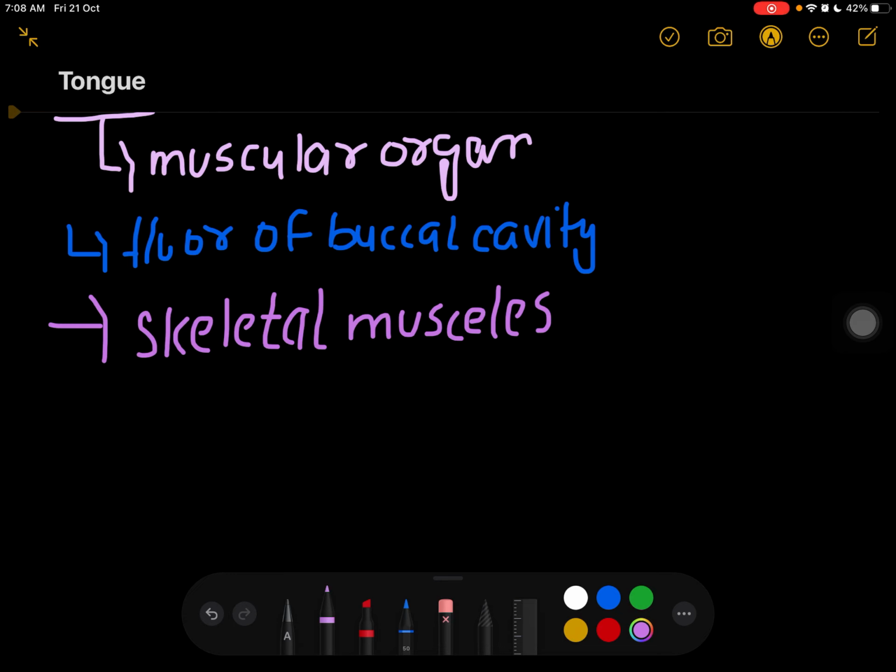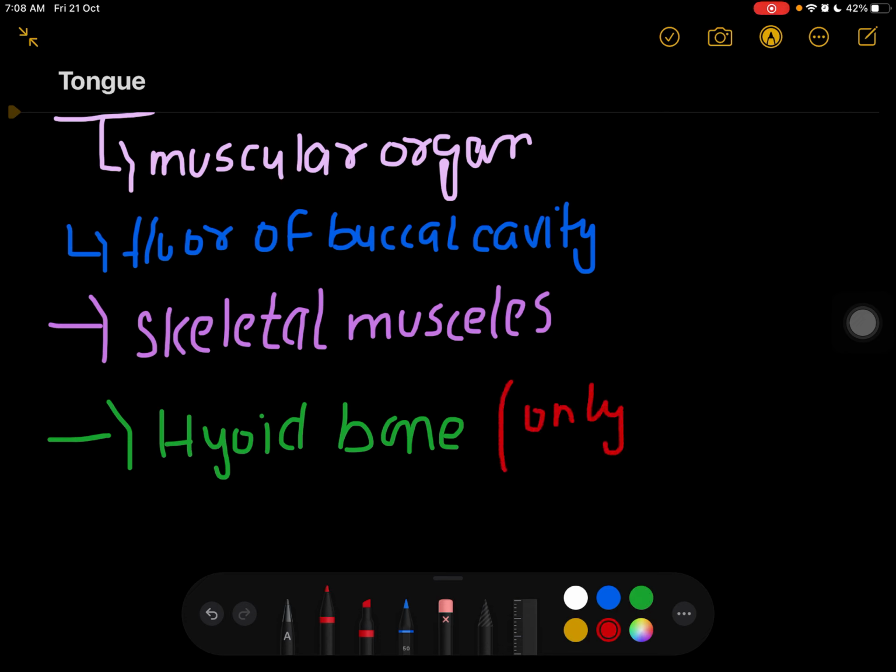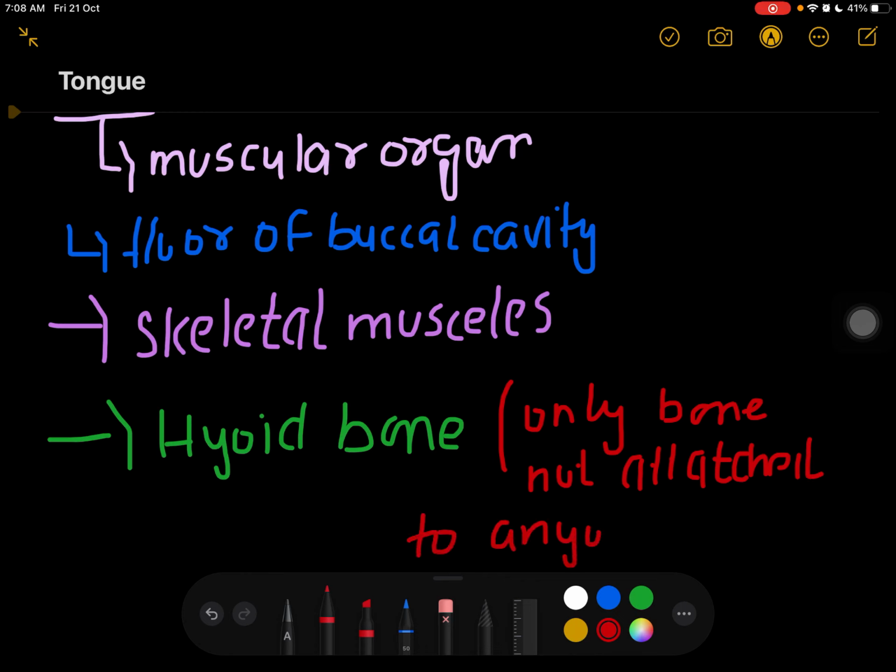Now let's talk about the attachment of the tongue. Basically, the tongue is attached to our hyoid bone. The most interesting thing about this bone is that it is the only bone which is not attached to any other bone. So this is the only bone which is not attached to any other bone.